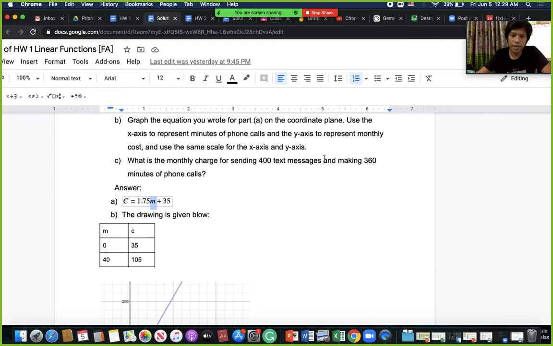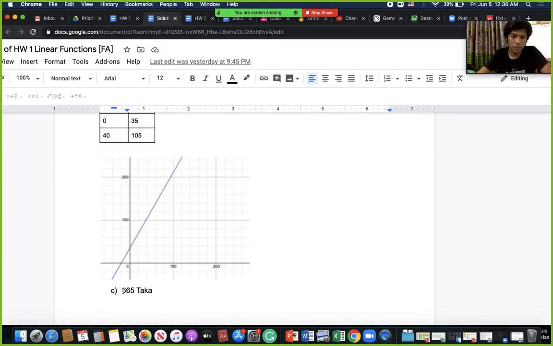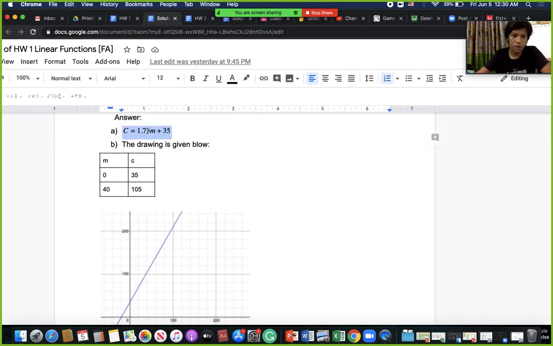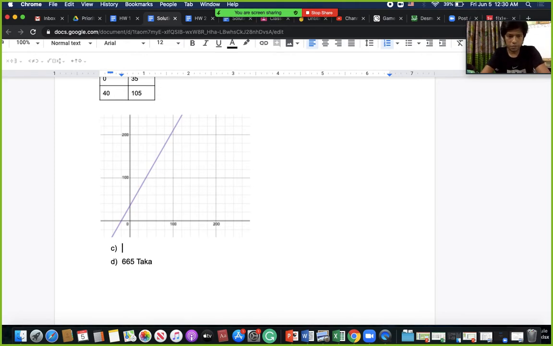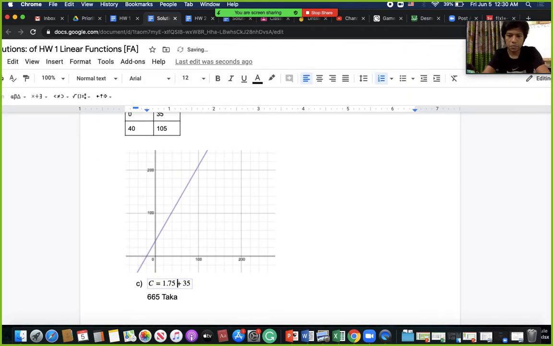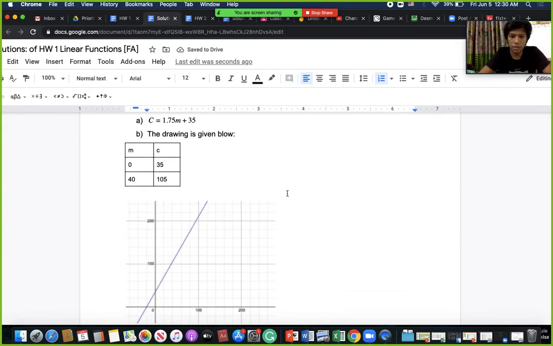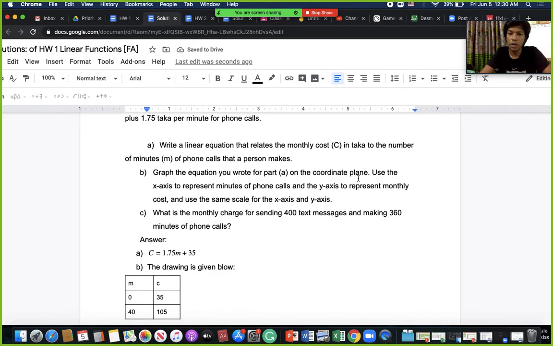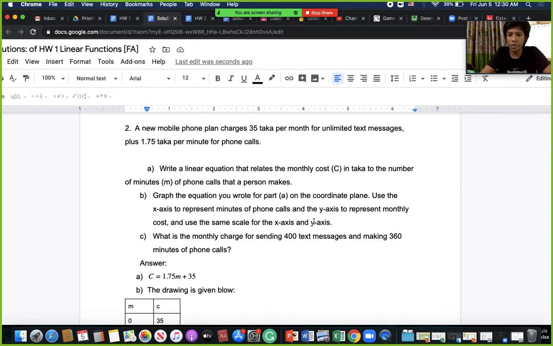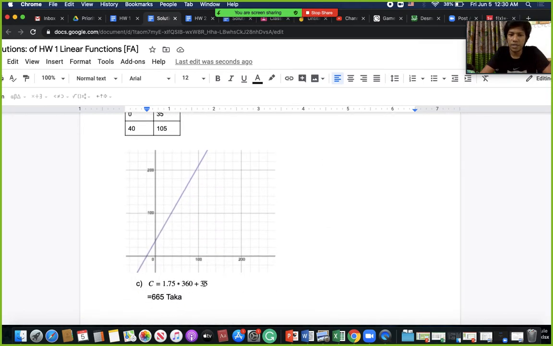And then the last part of the question is, for 400 text messages and 360 minutes, what will be the monthly charge? In this function, what you have to do is just put 360 here instead of m, since 360 is the given value. If you put this 360 here, you will get this answer. You can say, sir, why are you not using this 400 again? This 400 text message is not used, because unlimited text message means 35 taka. We do not have to worry about how many text messages we send. So the 35 taka is the money there.